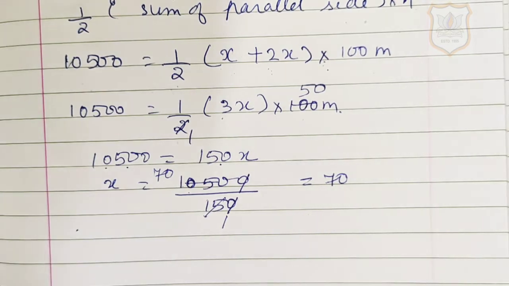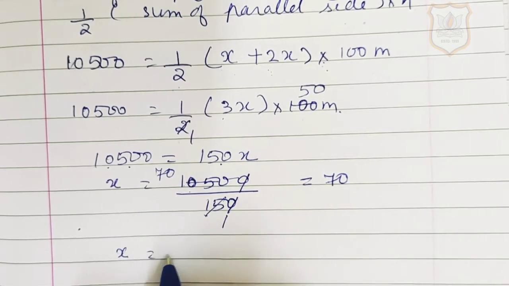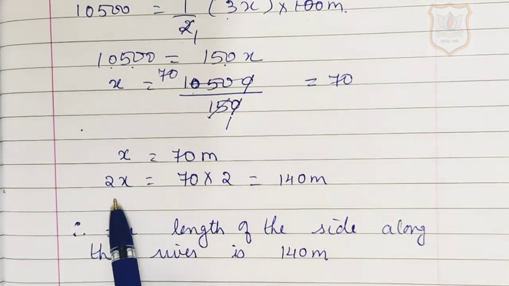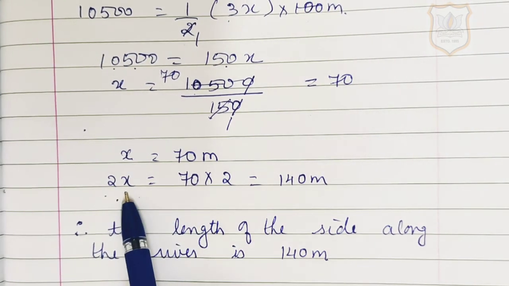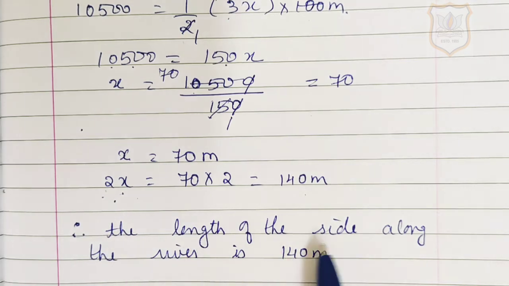But we want the measure of the length of the side along the river and the length of the side along the river was 2x. So here the value of x is 70. So 2x will be 2 multiplied by x, that is 70 multiplied by 2, that is 140 meter. Therefore the length of the side along the river is 140 meter.